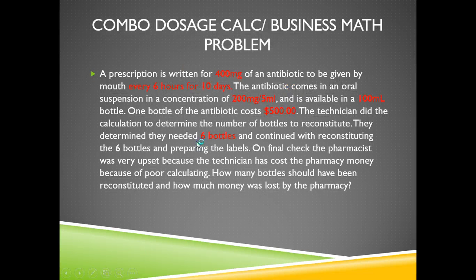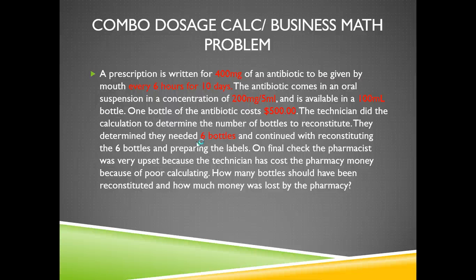All right, last but not least, here's our combination problem. Now it's very important to be familiar with dosage calculations here. So it says a prescription is written for 400 milligrams of an antibiotic to be given by mouth every 6 hours for 10 days. The antibiotic comes in an oral suspension in a concentration of 200 milligrams per 5 mL and is available in a 100 mL bottle. One bottle of antibiotic costs $500.